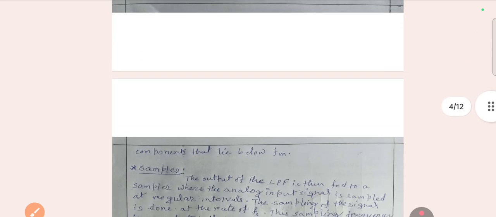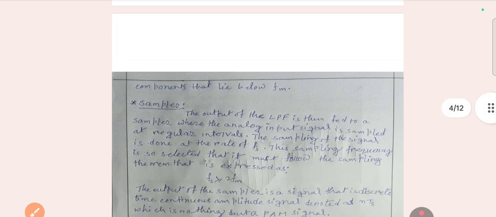Here the message signal, which is continuous in time, is allowed to pass through a low pass filter. This low pass filter, whose cutoff frequency is fm, eliminates the high frequency components of the signal and passes only the frequency components that lie below fm.